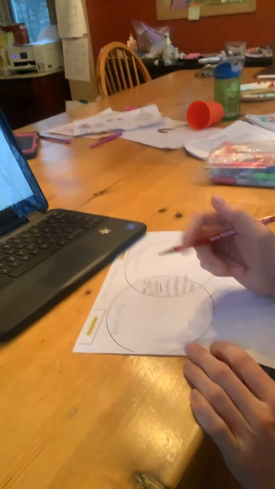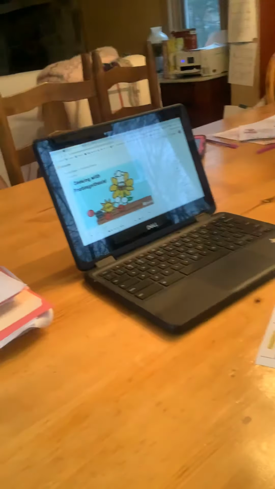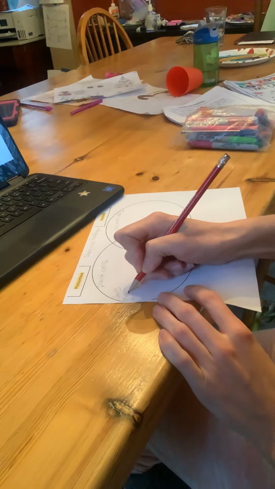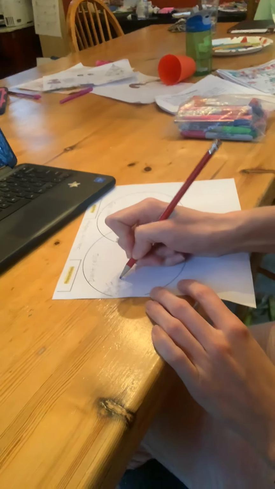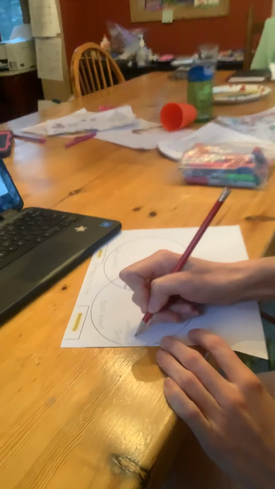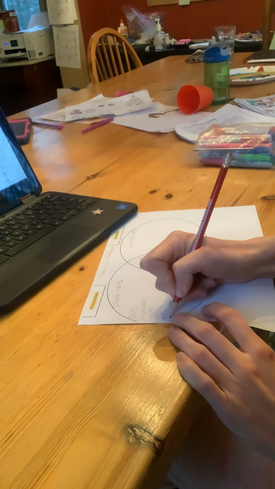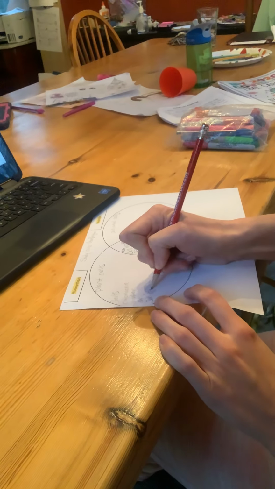This is what photosynthesis starts with. It starts with carbon dioxide, water, and light, sunlight. So you would definitely want to write that down.